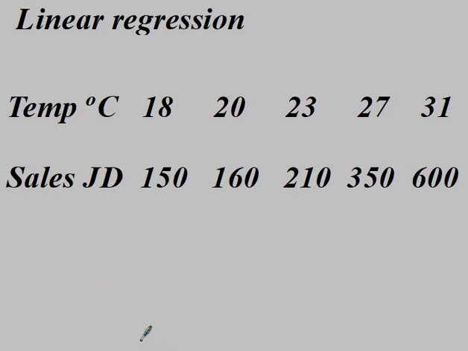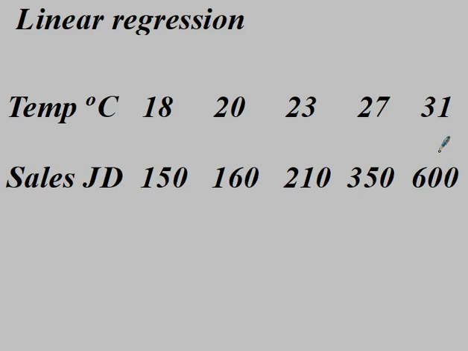Let's say I wanted to investigate if there is any relationship between the temperature and the sales of ice cream for a particular shop, and that this particular shop recorded the temperatures and the daily sales of ice cream. So when the maximum temperature reached 18, he sold for 150 JDs. When the temperature was 20, he sold for 160 JDs, up to a temperature of 31 degrees Celsius, where he had sales of 600 JDs.